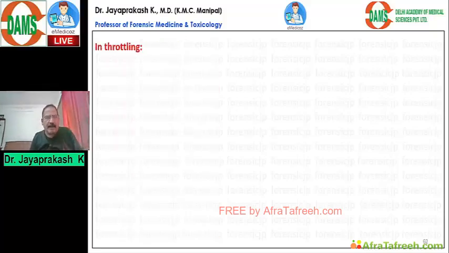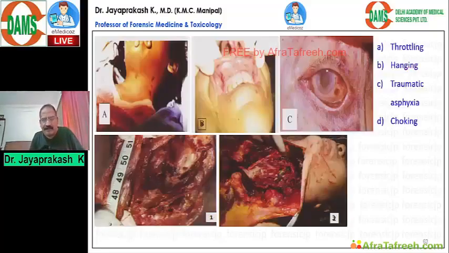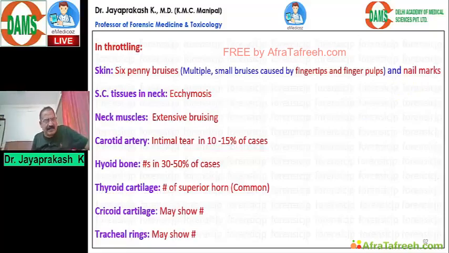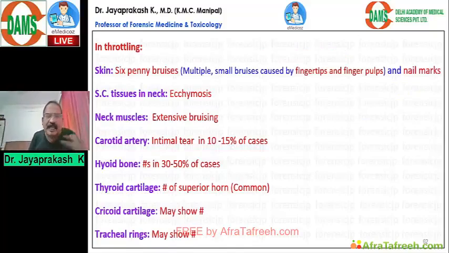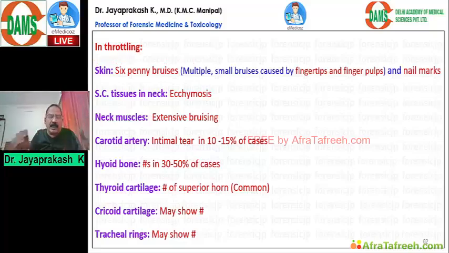Now, remember, maximum injury to the neck is seen in case of throttling. What are the changes you can see? Six penny bruises, you know very well. Under the bruises, you can see ecchymosis, because you keep on pressing, extensive bruising of the neck muscles. Even an intimal tear may be there because of the local stretching of the carotid artery. Hyoid bone fracture is more common in throttling. Your thyroid, cricoid, and tracheal rings also may fracture because the person keeps on pressing.